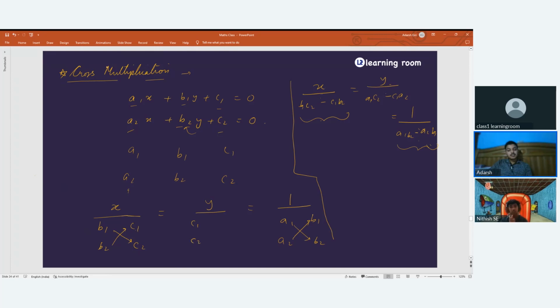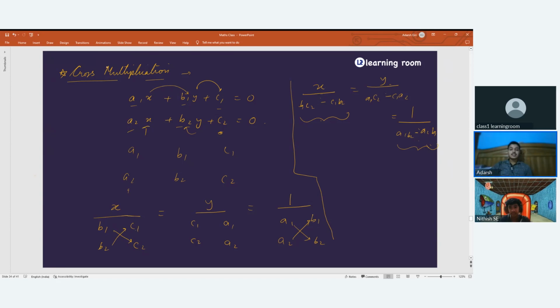C1, C2, and then A1, A2. See, first you are starting with x. If you're starting with x, you have to start with the next coefficient, that is b. B and c you have to take. Now you're starting with y, so you have to start with the next coefficient, c, and then back to a. C and a. Are you getting it? Starting with c, the constant term, then you have to take a and b, the further two coefficients.